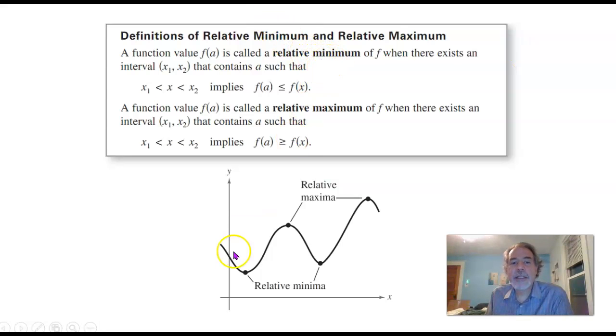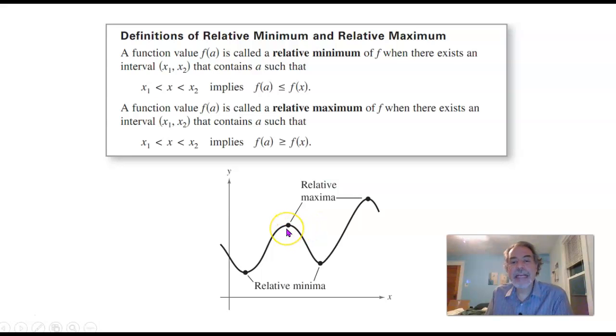So a relative minimum is the lowest point on that part of the graph. It's where the function has a value at that point that's lower than it is at any other nearby point. So it might not be the lowest point on the entire graph, but it's the lowest point on that part of the graph. If you're at a relative minimum, you're not going to be able to get any lower, at least without leaving that neighborhood of the graph.